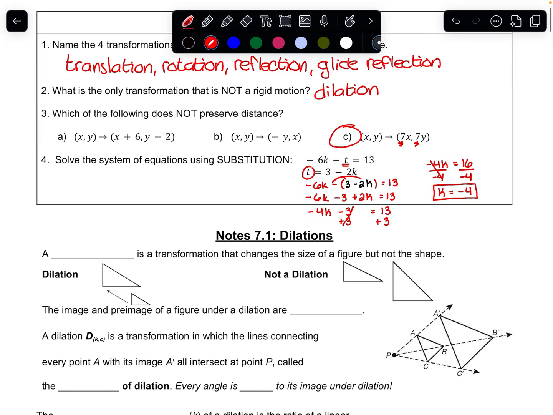All right, moving right along. I'm going to keep that on the screen for just a little bit, just in case you are still writing. We are going to move into dilation. So we actually have talked about them a lot, so this is not going to be a super hard section.